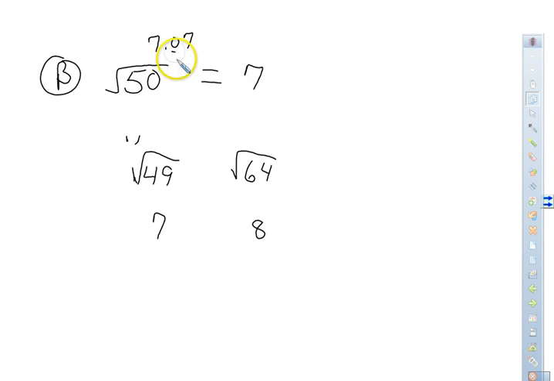Which rounds to 7.1. And again, is it closer to 7 or to 8? The halfway point is 7.5, so 7.1 is closer to 7. 7 is my answer.